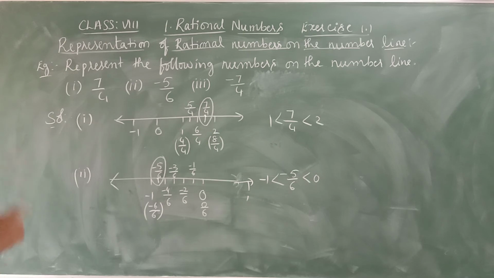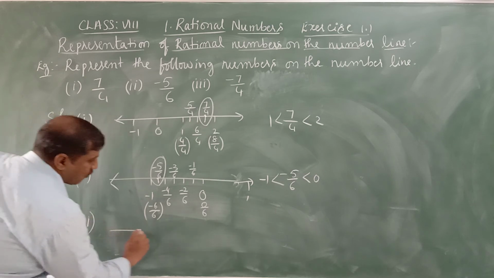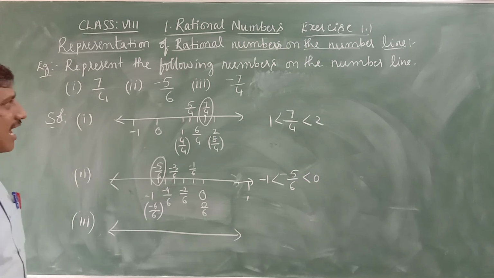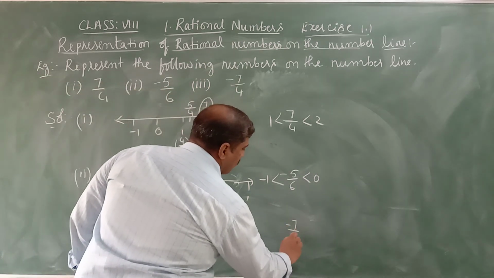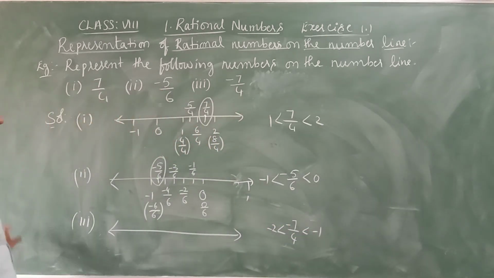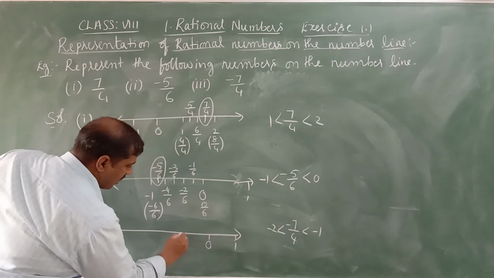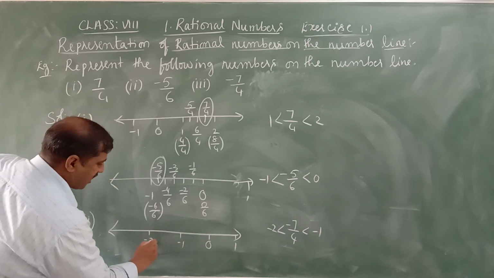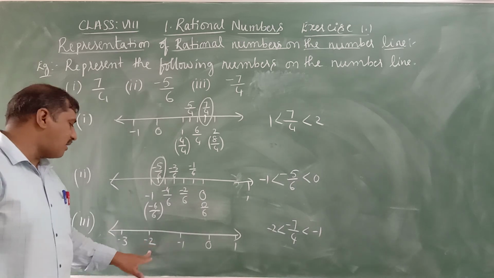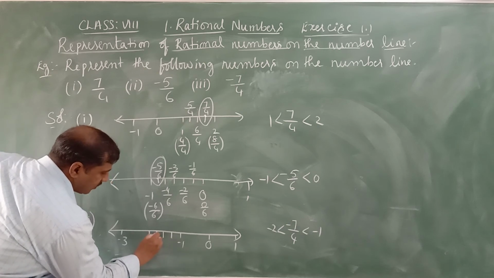Next, similarly, the third one is minus 7 by 4. Minus 7 by 4 is less than minus 1 and more than minus 2. So it lies in between minus 1 and minus 2. Let this be 0 and this 1, this is minus 1 and this is minus 2. This is minus 3. Now divide the space between minus 1 and minus 2 into 4 equal parts: 1, 2, 3 and 4.